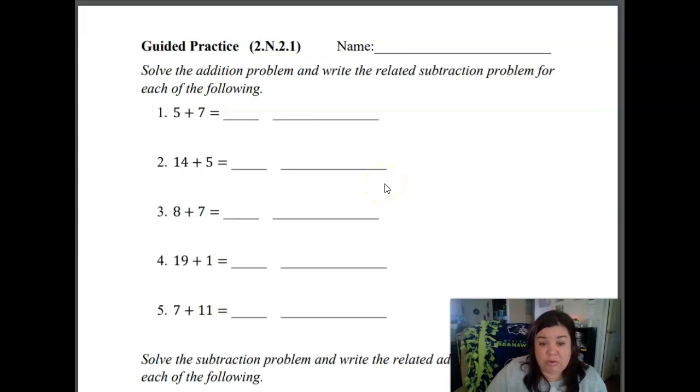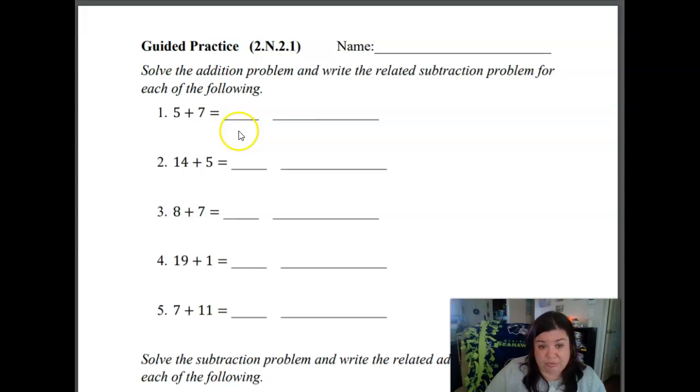Let's look down here. All right, so you're going to need your whiteboard. If you don't have your whiteboard, go get it. And if you have your guided practice notes, get those too. But you're going to probably need to work these out on a whiteboard, so you should have a whiteboard no matter what. So let's solve these addition problems and write the related subtraction problem for each of the following.